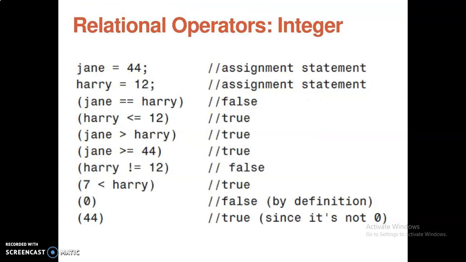Relational operators using integer values. Here the value of Jan is 44 and Harry is 12. In this comparison, Jan equal to Harry, but the value of Jan is 44 and the value of Harry is 12. So these are not equal, so it returns the false value.